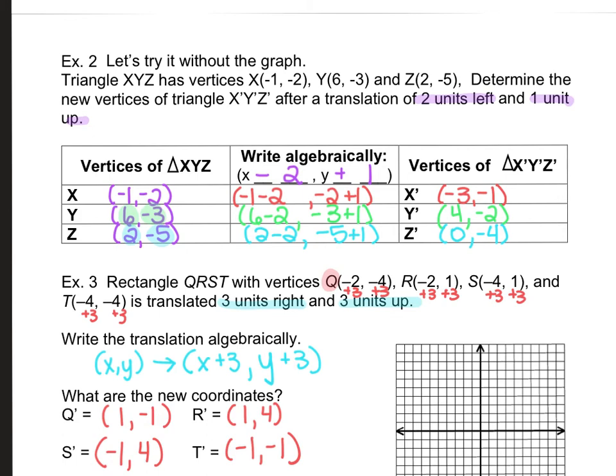So now I'm going to plot my new figure because it asked me to do that. 1, negative 1. And you always want to label it. That's Q prime. 1, positive 4 is R prime. Negative 1, positive 4 is S prime. And negative 1, negative 1 is T prime. And you can see we do have a rectangle. So there is our rectangle.